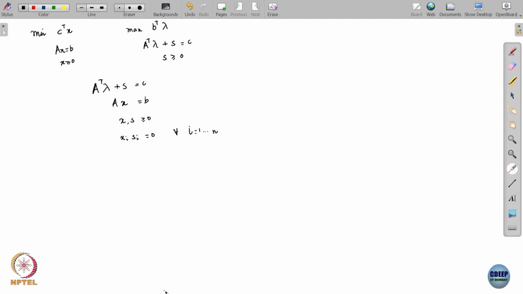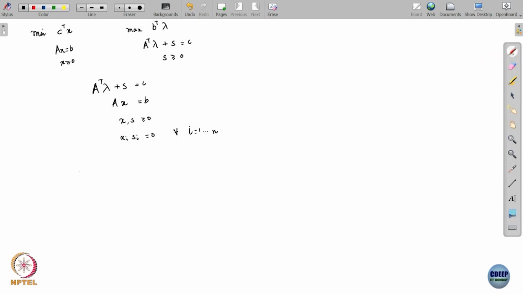So, what we will do is try to solve these as nonlinear equations, but our effort at solving the nonlinear equations would also ensure that x and s are greater than or equal to 0. Effectively, we are going to solve the first, second and third equations as a system of nonlinear equations, while ensuring that we do not violate equation 4. Okay, so that is the idea.